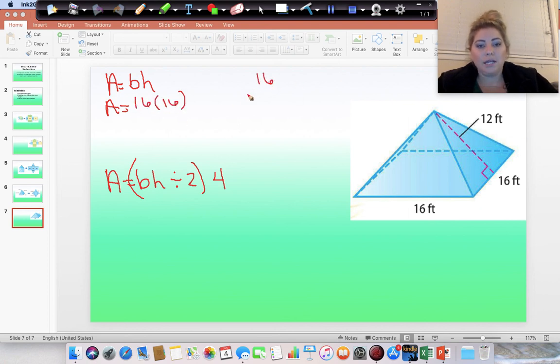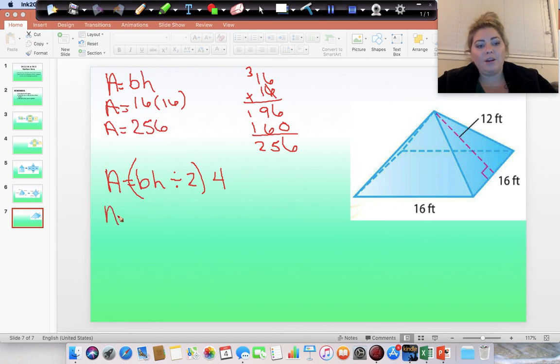Okay, so 16 times 16. 6 times 6 is 36. 6 times 1 is 6 plus 3 is 9. 0 to hold my place. 1 times 6 is 6. 1 times 1 is 1. Sorry. 6 and 9 and 6 is 15. Carry the 1. And 1 and 1 is 2. So you've got area equals 256.